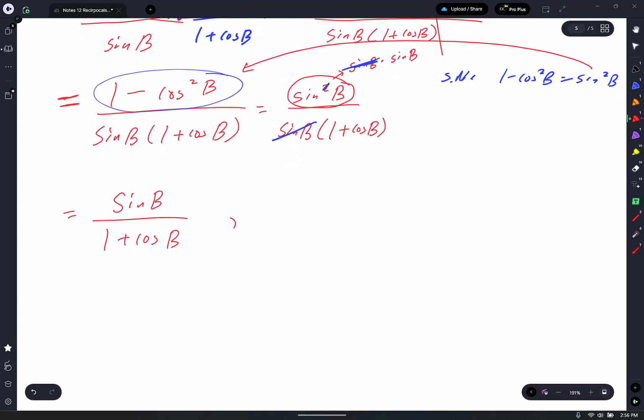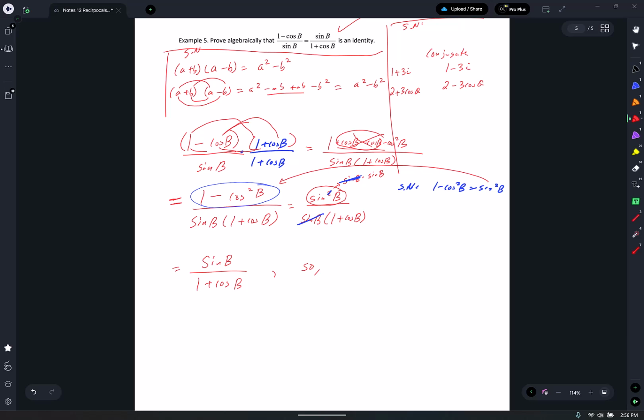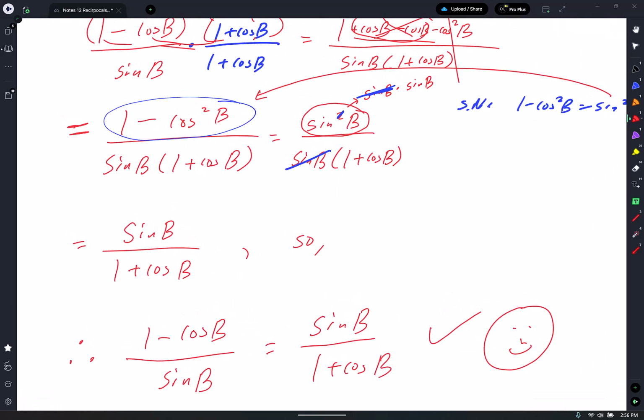So I'm going to write the word so, and then let me zoom out so I can see what I initially started with. Three little dots and a triangle. 1 minus cosine b over sine b is in fact equal to sine b over 1 plus cosine b. And there it is, check mark. Put a little happy face, and we're good. How do you feel, guys?